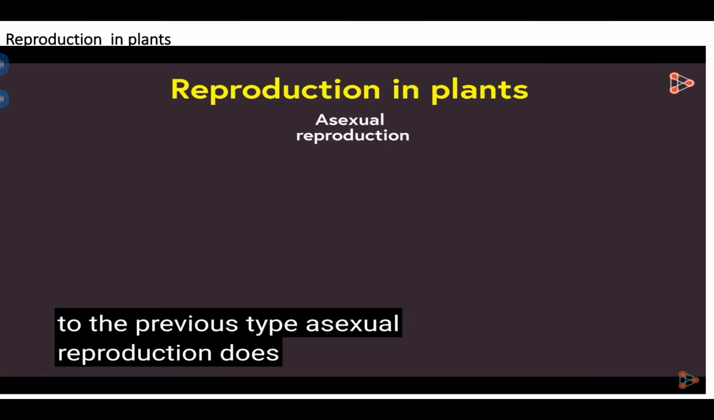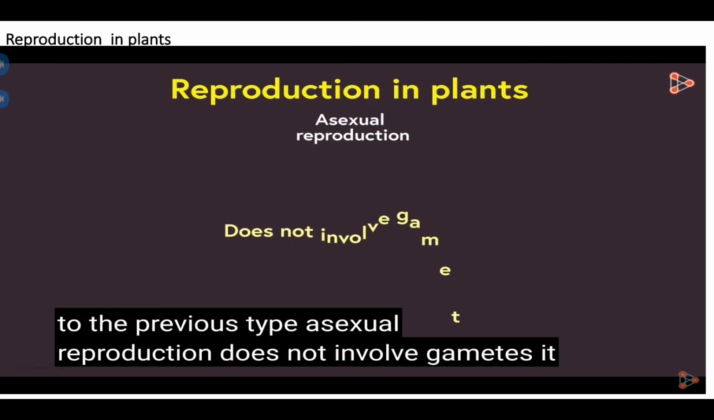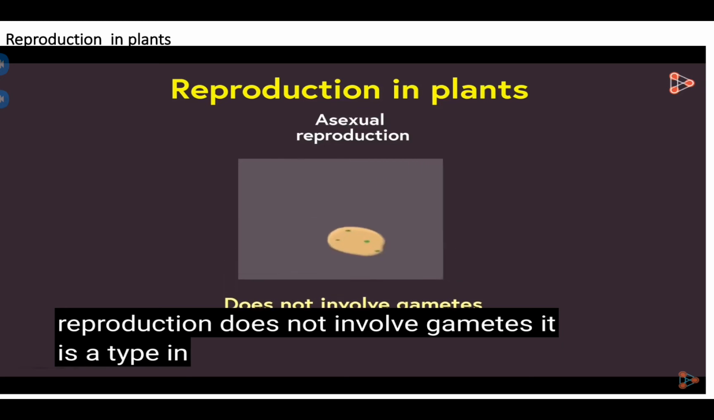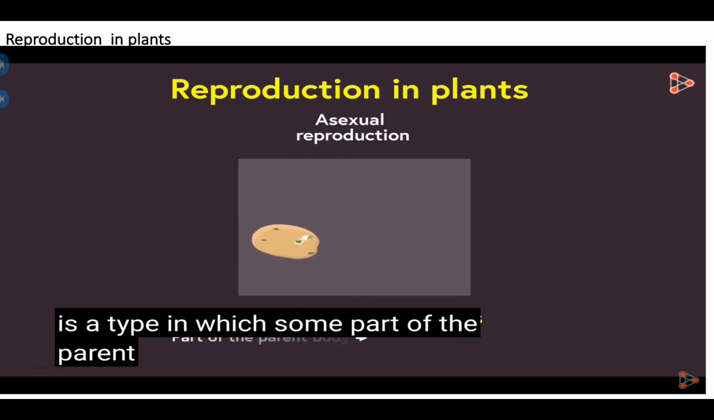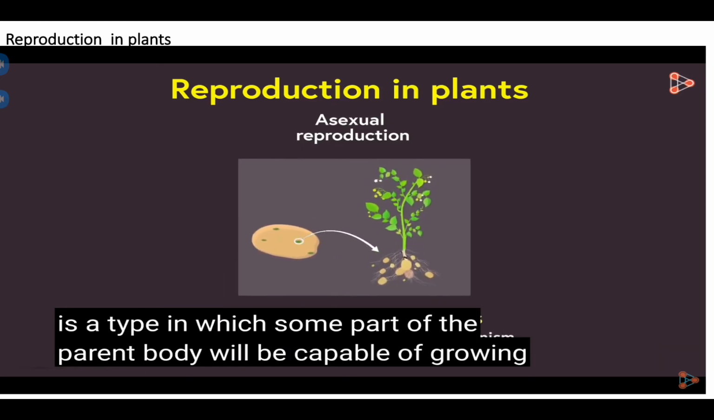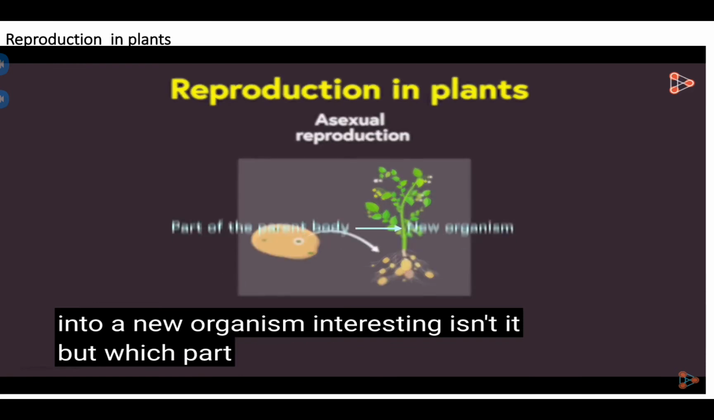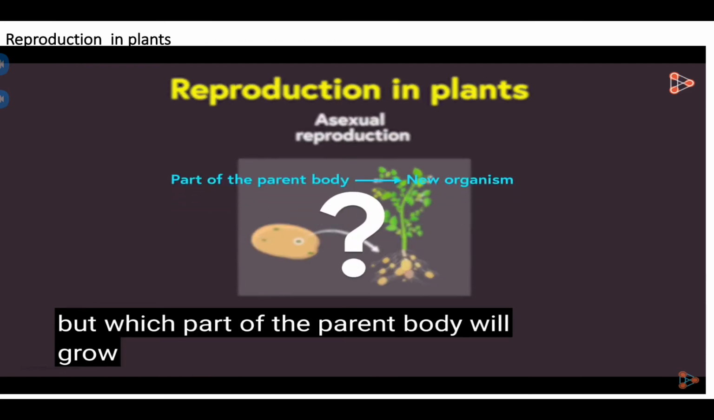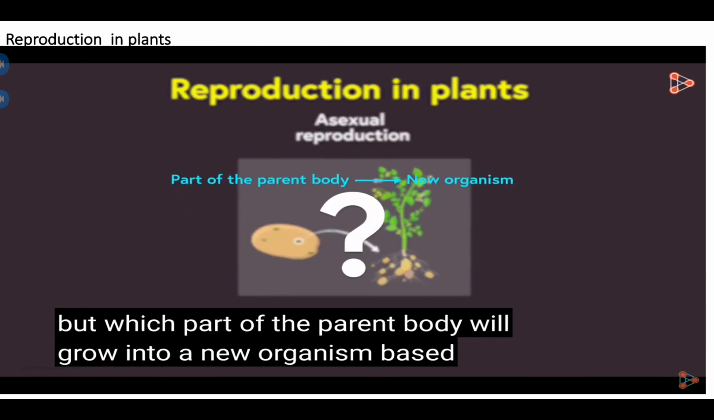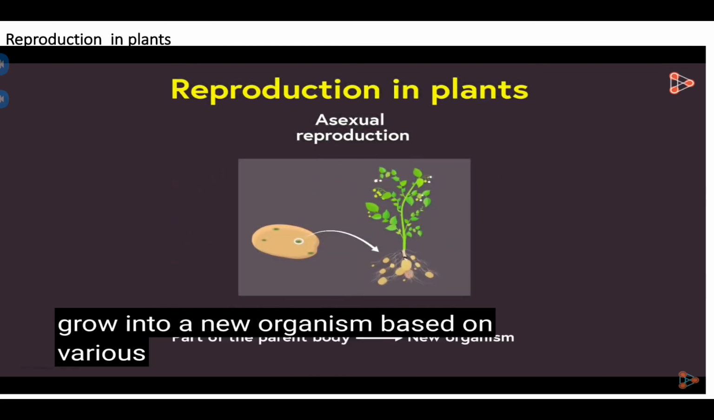What about asexual reproduction? Here the gametes are absent. It doesn't involve any gametes. But it is a type in which some parts of the parent body will be capable of growing into a new organism, except gamete producing parts. So what are those parts? Already we discussed that. What is the name of those parts?